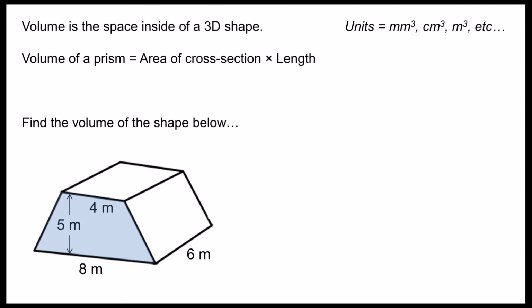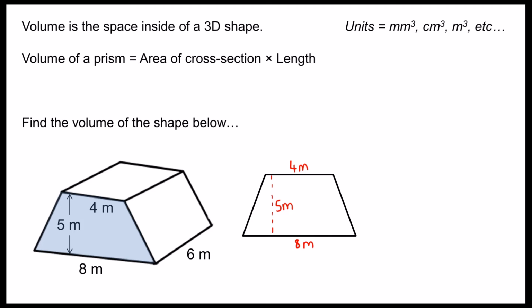I can repeat these steps to work out the volume of this shape just here. Firstly, I need to consider the area of the cross section. That's this shape just here. I know the lengths that are given are 4 meters on the top, 8 meters at the bottom, and that the distance between the two parallel sides just here is 5 meters.